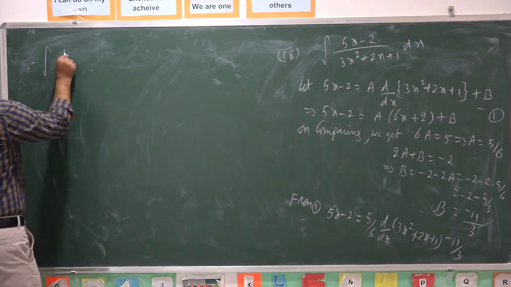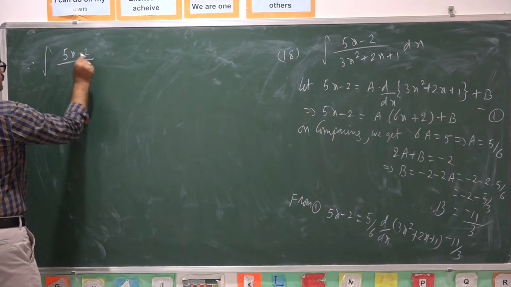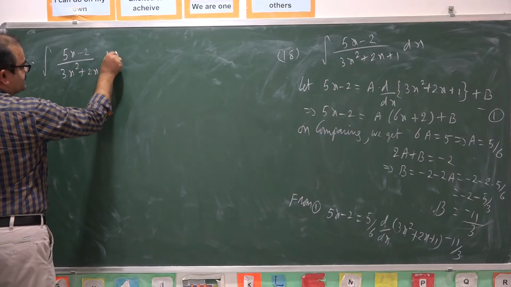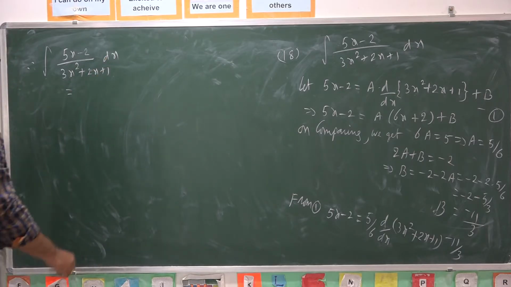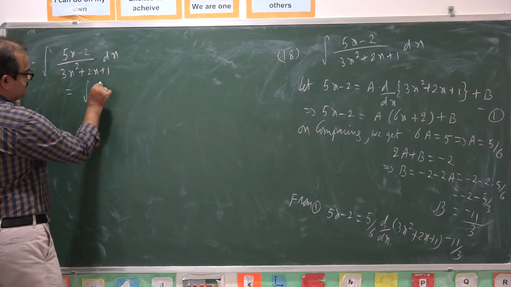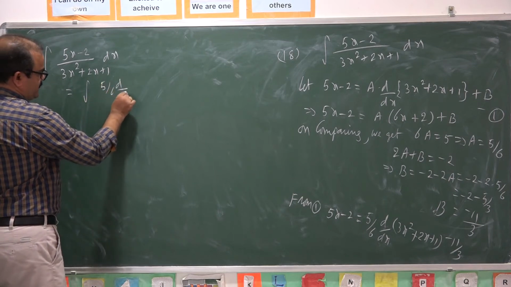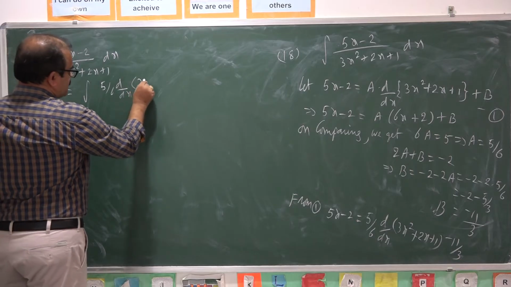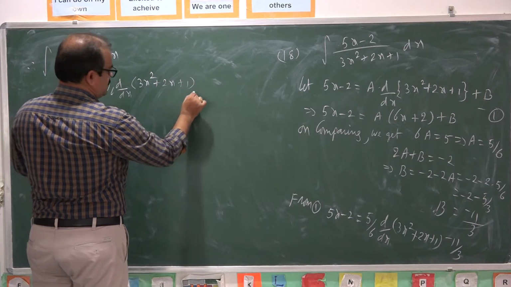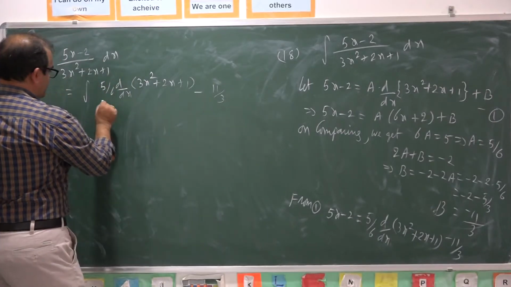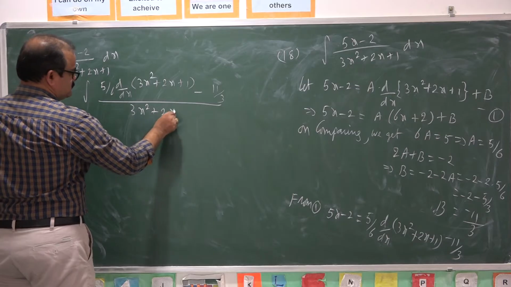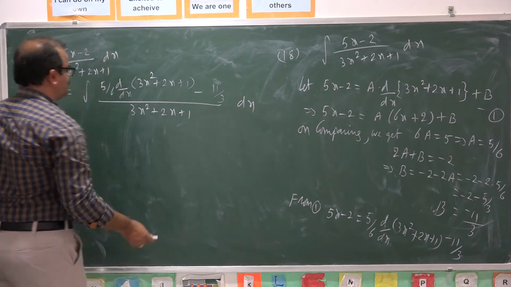Therefore, integral of the given problem (5x minus 2) by (3x square plus 2x plus 1) into dx, that is equal to integral of, what is 5x minus 2? 5 by 6 into d by dx of 3x square plus 2x plus 1, minus 11 by 3, by 3x square plus 2x plus 1 into dx.